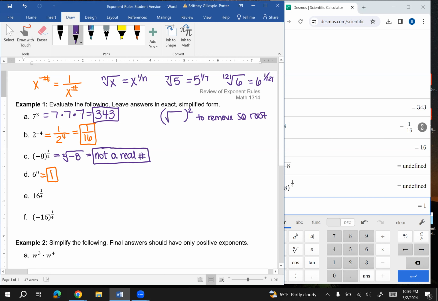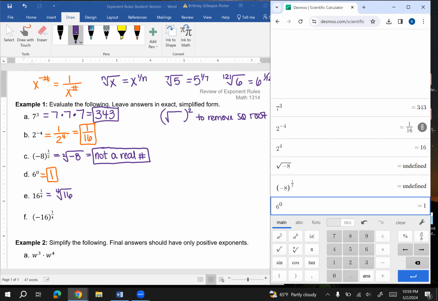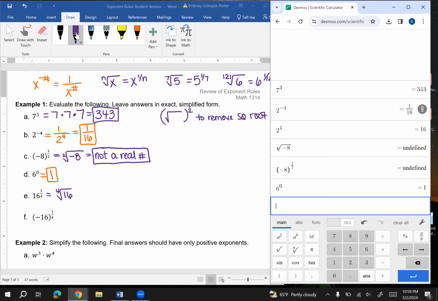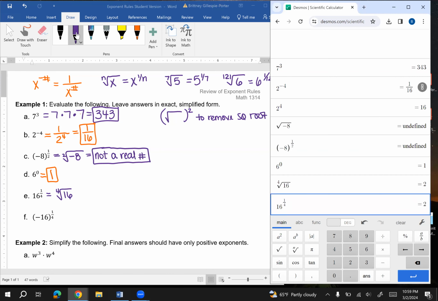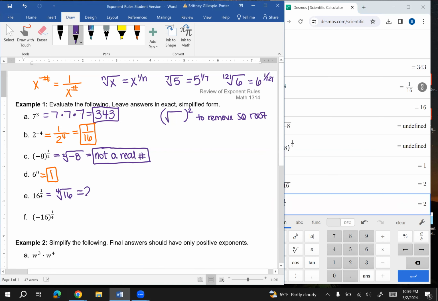Just so we can get practice rewriting this as a radical, 16 to the 1/4 becomes the 4th root of 16. Okay, if you are in Desmos, you can do the nth root, and you can put the 4 on the index and the 16 as your argument and get 2. Or you could go traditional and do 16 to the 1/4. It's the same thing. Either way, we get 2.